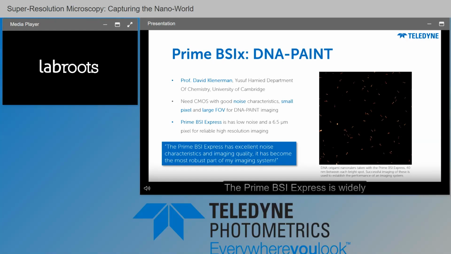The Prime BSI Express is widely used in super resolution. Here's an example from Professor David Klenerman's lab, University of Cambridge, where they used the Prime BSI Express for DNA-PAINT. The low noise and small 6.5 micron pixel are ideal for high resolution imaging. The Prime BSI Express has quickly become one of the most robust parts of the imaging system.